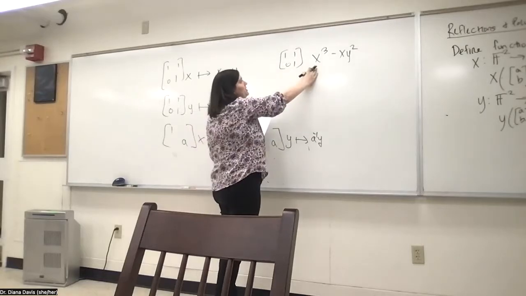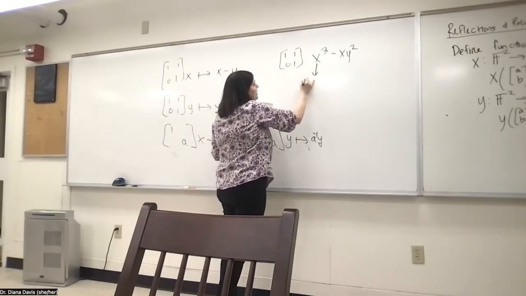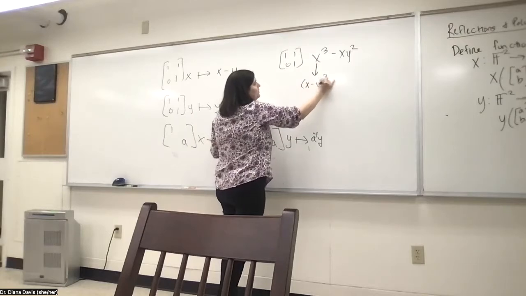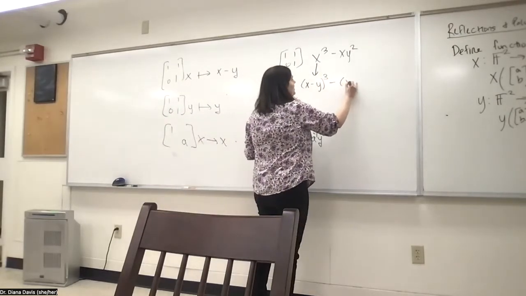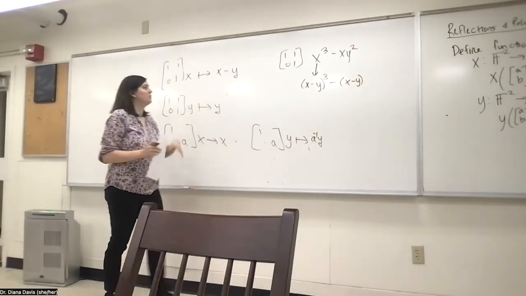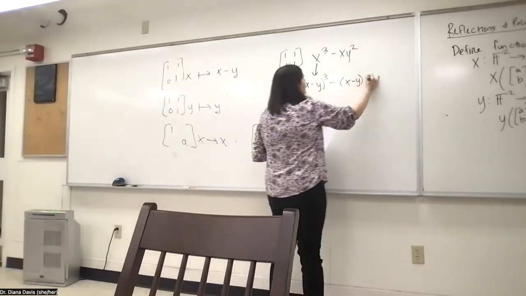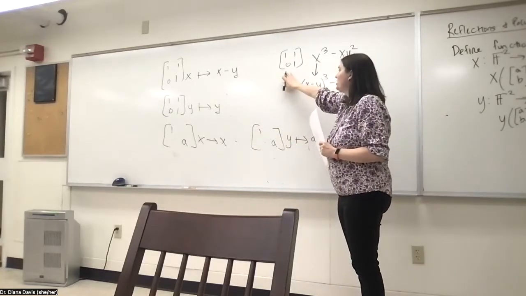So what would this do? Well, it would send x to x minus y. So this becomes x minus y cubed. Just anywhere you see an x, replace it with x minus y. And anywhere you see a y, I'm just going to replace it with a y, because I'm acting on it by this matrix, not by that matrix. This matrix just sends y to y.